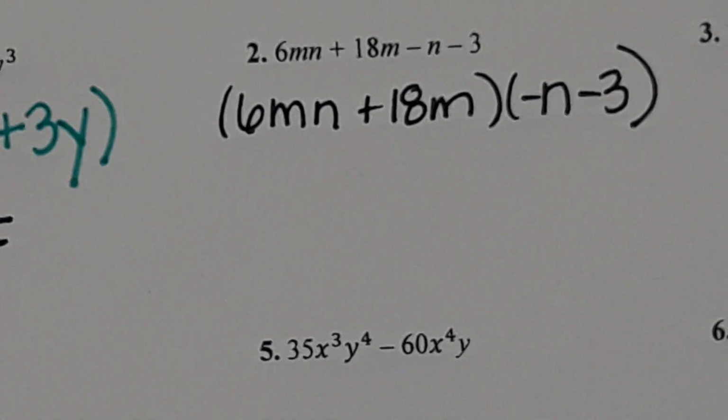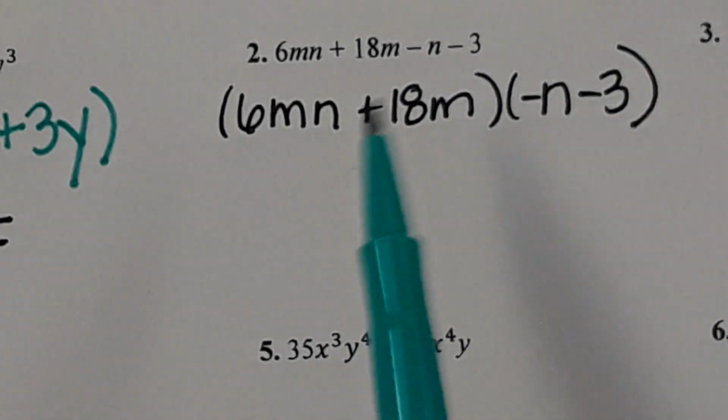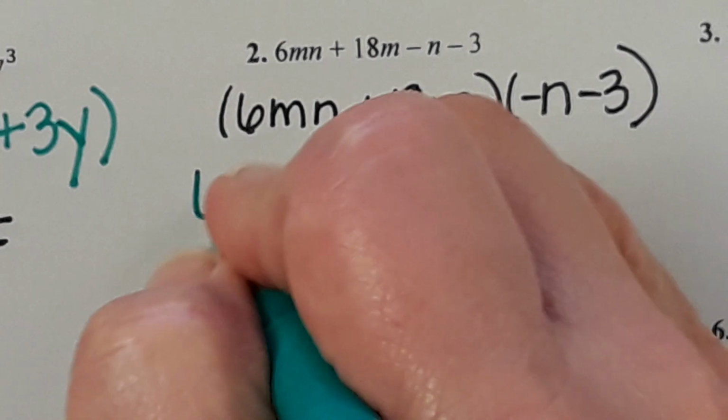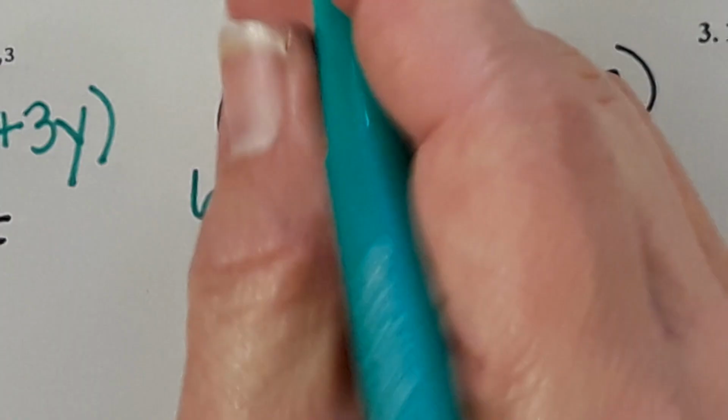Again, how did you know, Ms. Fleury, that it was grouping? Because there were 4 terms, we're going to use grouping. So what do the first two parentheses have in common? A 6. And do they have an m in common?